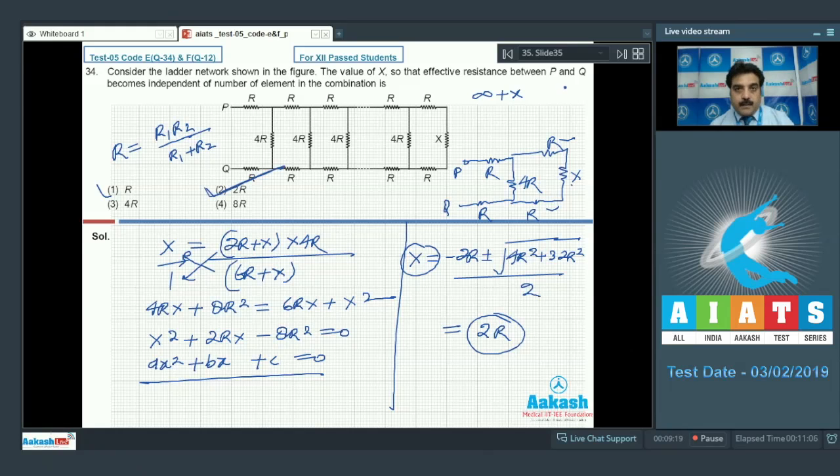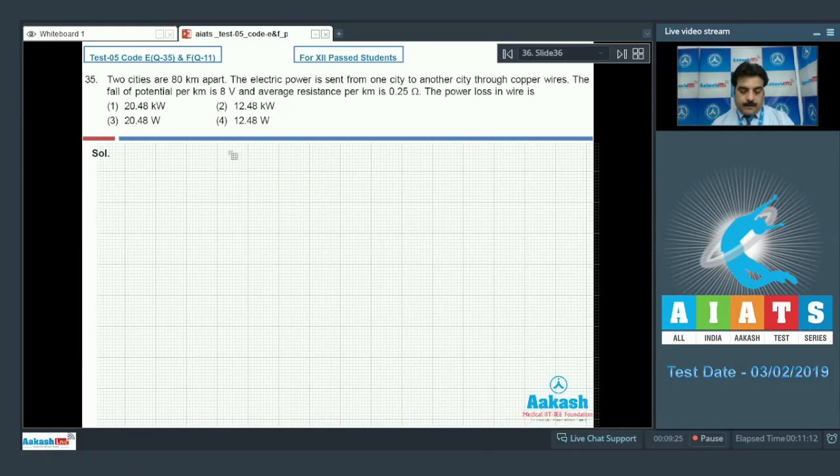So we'll go to question number 35. In problem number 35, two cities are 80 km apart. The electric power is sent from one city to another city through copper wires. The fall of potential per kilometer is 8 volt. The average resistance per kilometer is 0.25 ohm. Find the power loss in the wire.